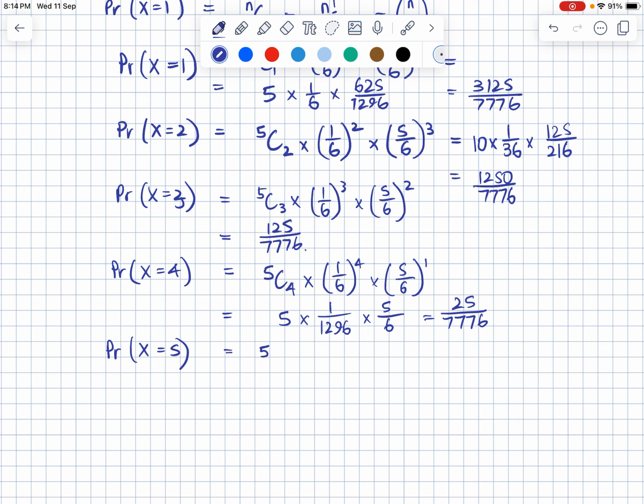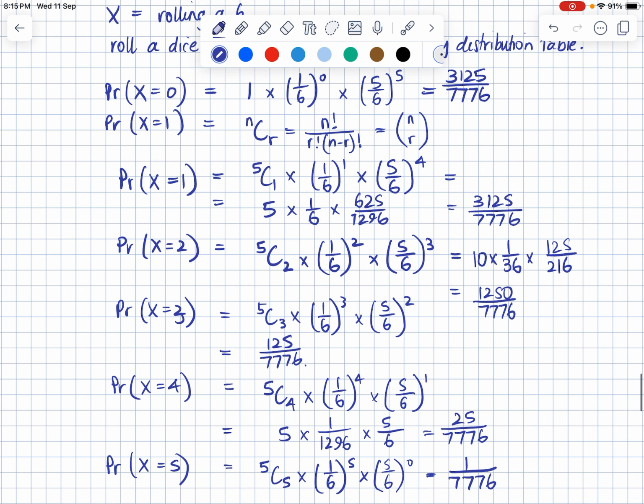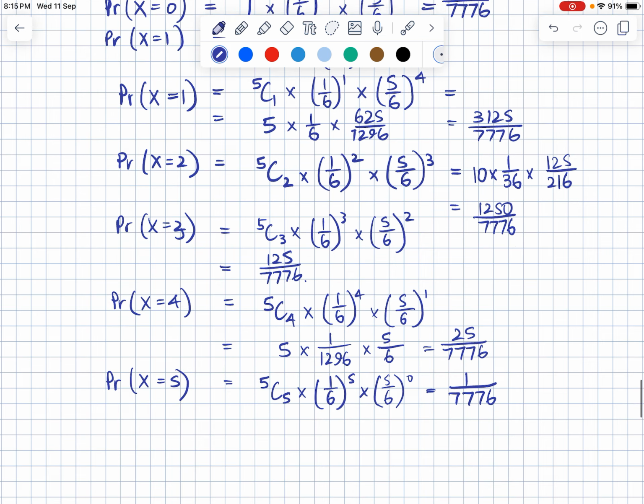From the 5 items, I want to choose 5 of them to be 6s. So I need 1/6 to the power of 5, and 5/6 to the power of 0, which is 1, so 1 over 7,776. This is our shortcut for jumping straight to each of those probabilities.